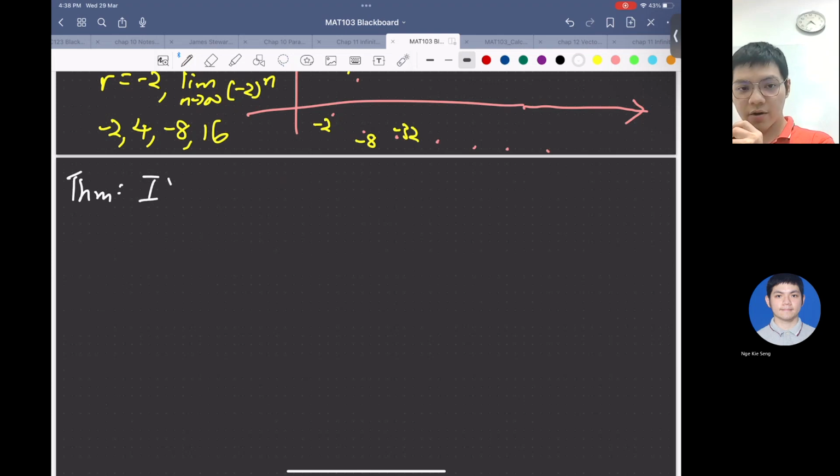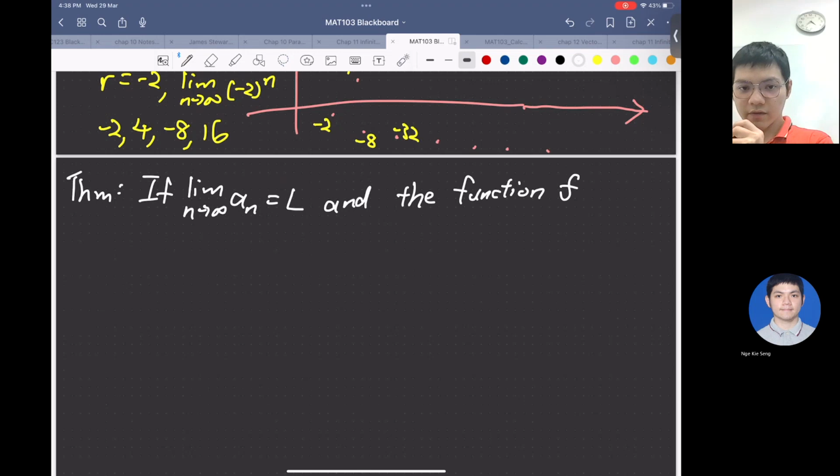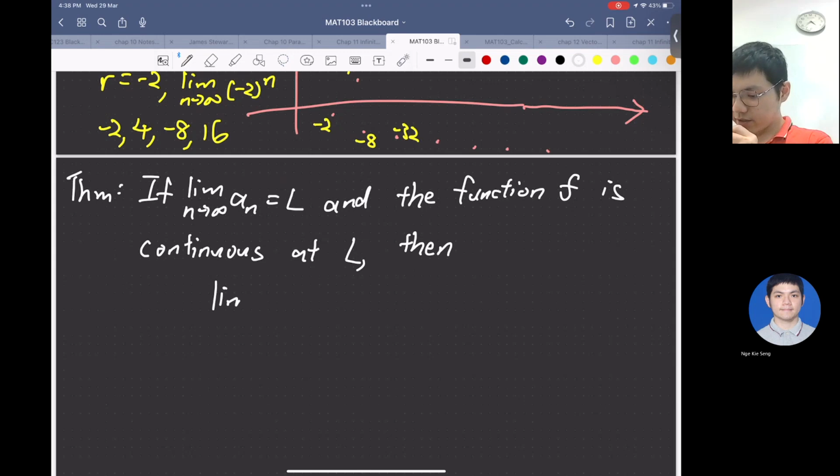This theorem is actually how I started to learn continuity. I'm not sure if it's the same as yours. This is the sequential definition for continuity of a real-valued function. So what does this mean? If you have a sequence that converges to L, and this sequence lies inside the domain of your f, so it converges to L.